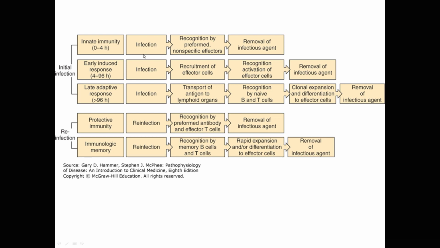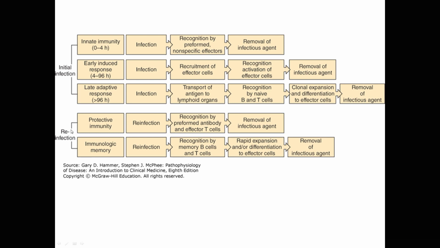The infection causes recognition by preformed non-specific effectors and removal of the infectious agent, or after a response is induced, an early response, the infection will cause recruitment of more effector cells, followed by recognition and activation of effector cells and removal of the agent, or a late adaptive response. The infection may be followed by transportation of the antigen in the organism, for example, to the lymphoid organs, to be recognized by B and T cells, and after clonal expansion and differentiation of effector cells, removal of the infectious agent will be performed. This is during the initial infection, the first entry of the specific infectious agent into the body.